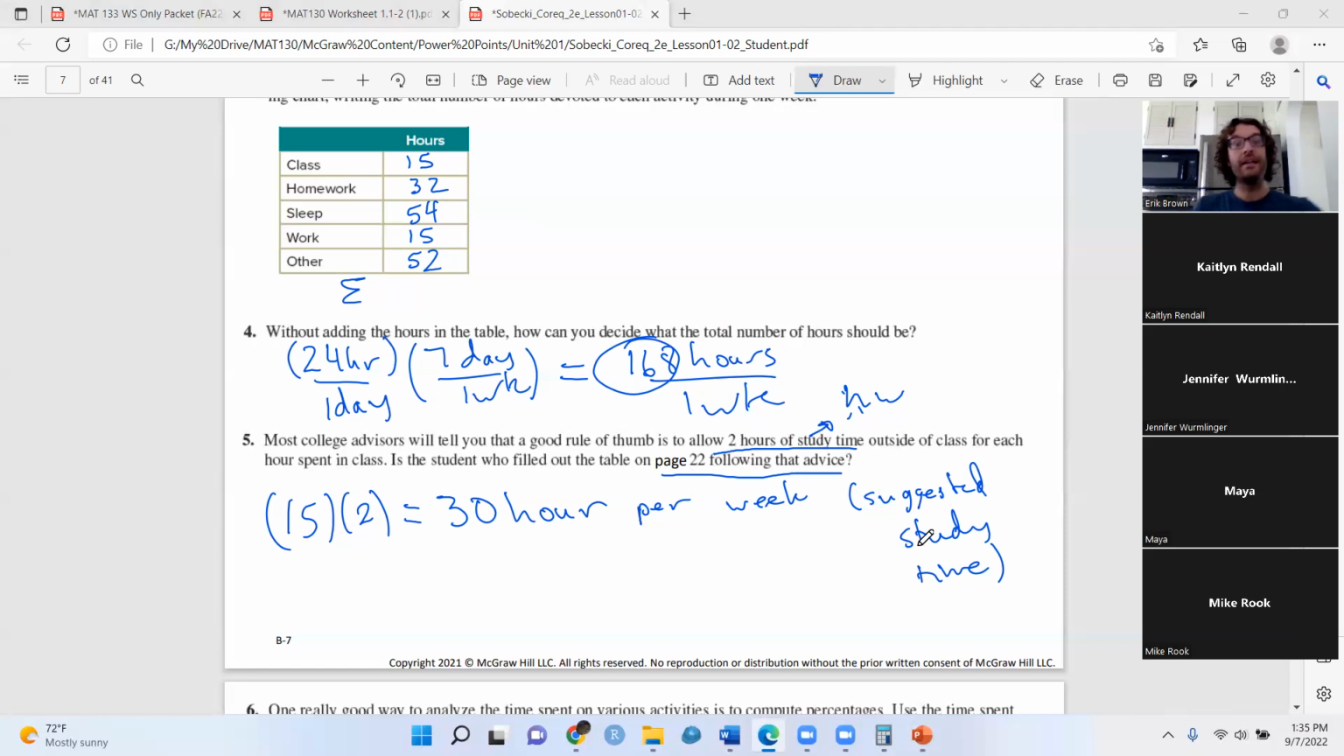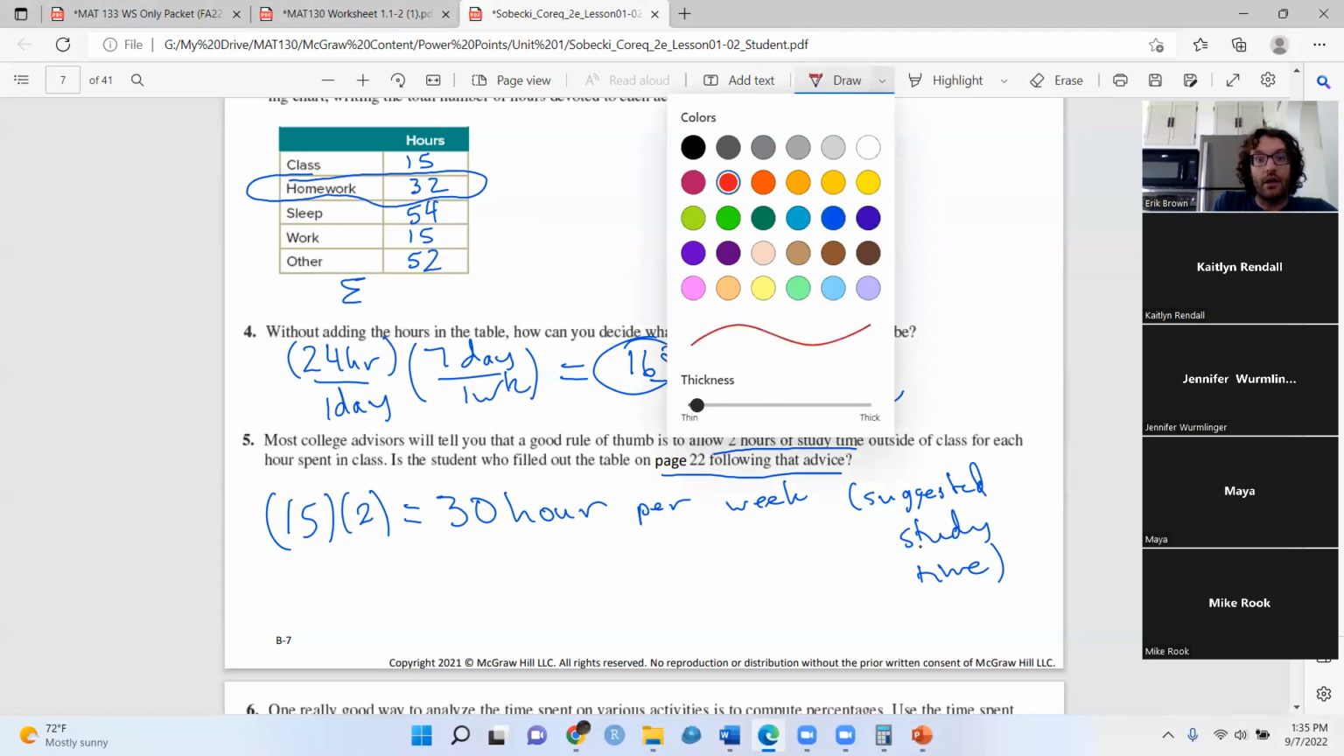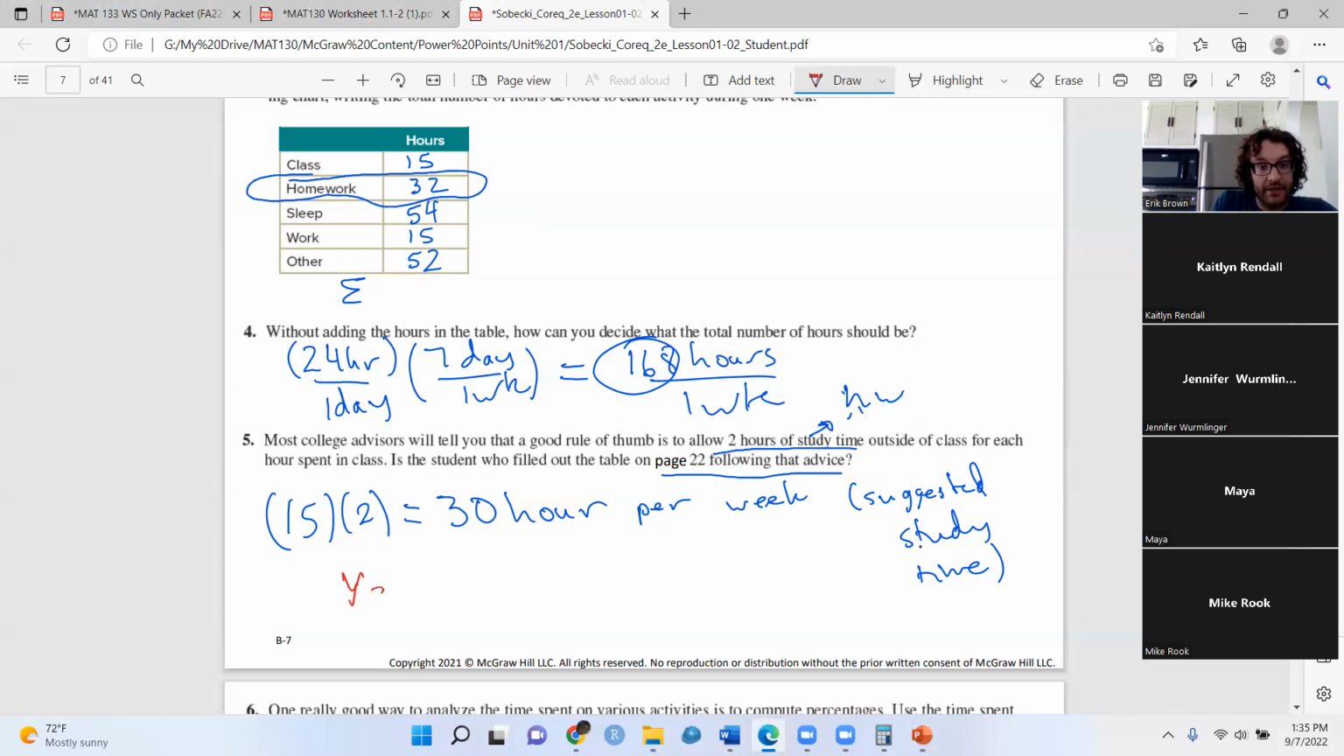Okay, tricky, right? So that's why I said homework counts as study time. We're going to assume this is study time. And so our person is spending 32 hours per week studying. The recommended time is 30 hours per week. So our answer is yes, because 32 is greater than 30.